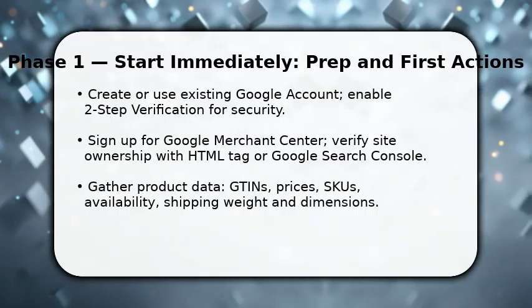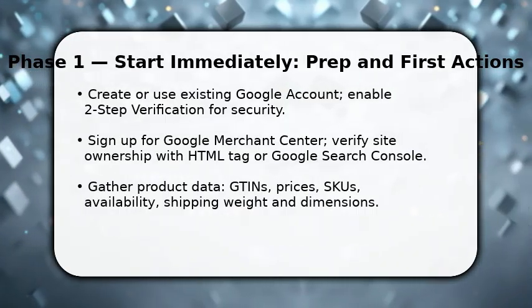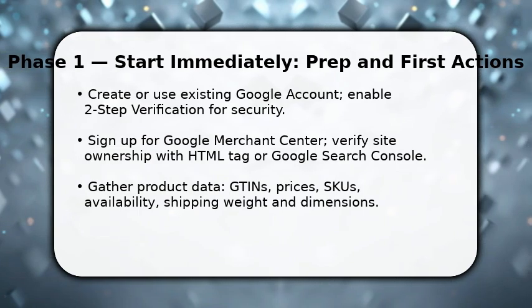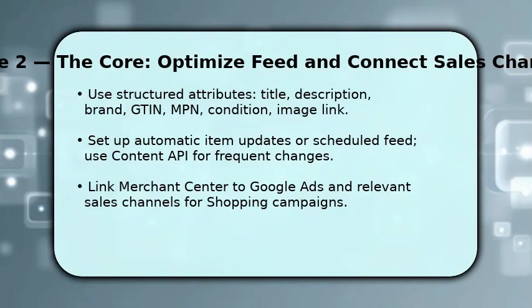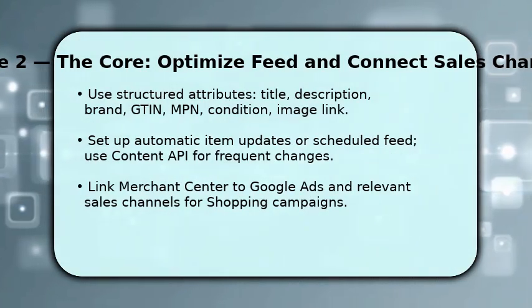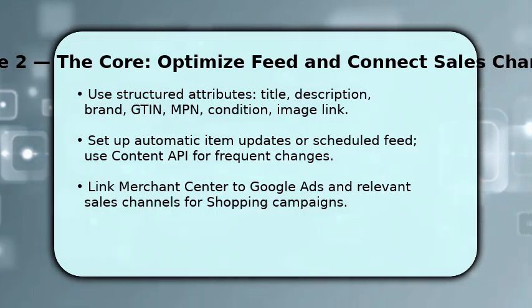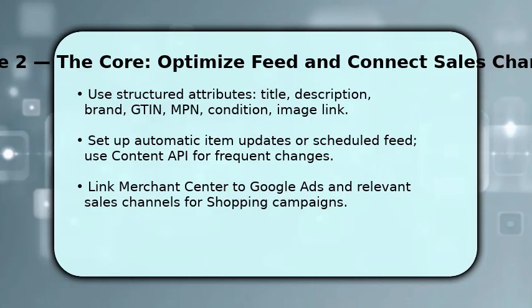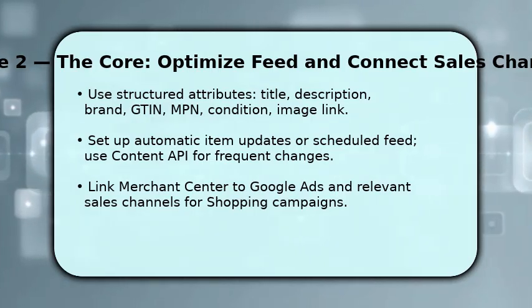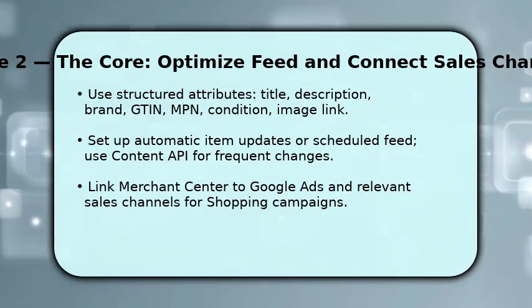Make sure to choose the correct target country and currency, because that determines tax and shipping defaults. Once the basic feed is live, you optimize product data to improve visibility and click-throughs. You refine titles and descriptions with buyer intent terms, add high-quality images, and populate brand, GTIN, and condition fields.